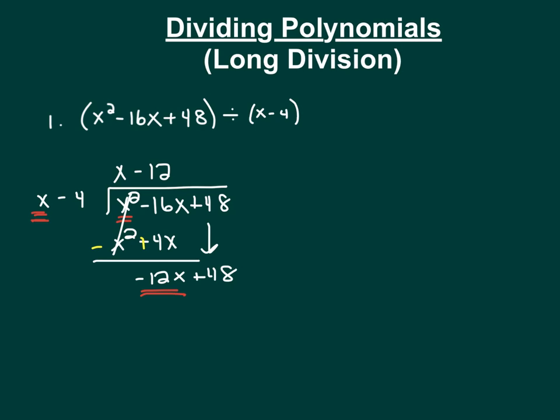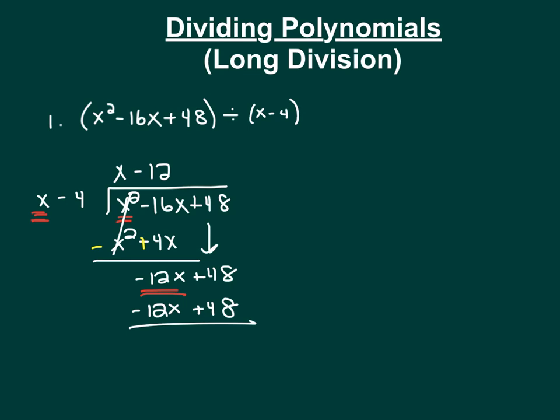Okay, so then just repeat the process. You're going to take this negative 12 and distribute it to the x minus 4. So negative 12 times x is negative 12x, and then negative 12 times negative 4 is positive 48.